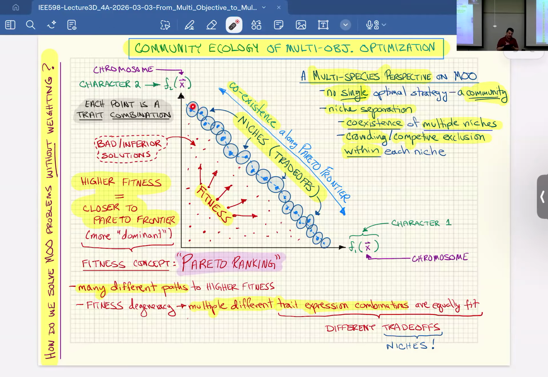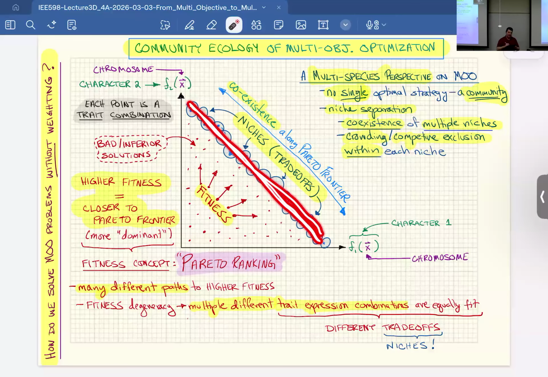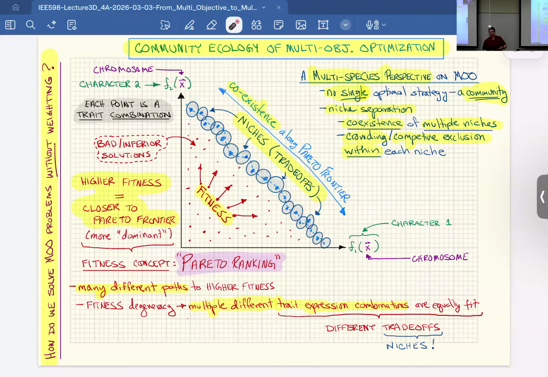But if those members who aren't as good at that niche find a way to move into another niche, then they can coexist in that other niche. That reduces the competition, and so that allows for the coexistence of multiple niches. So that's where we get the term niche. It's a mixture of different trade-offs, a mixture of different traits that prevents competition, that allows for an equivalence class of high fitness solutions that can coexist.